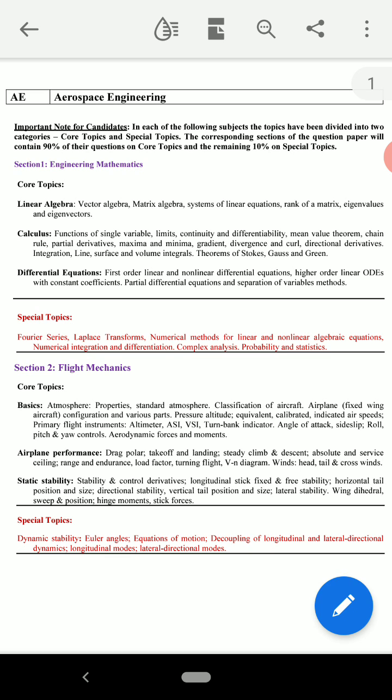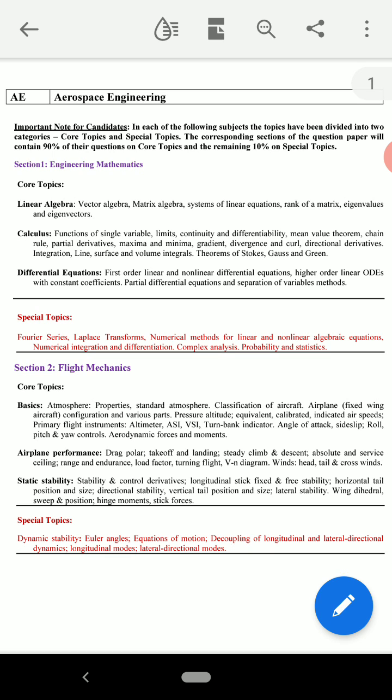In this section, we will see the following syllabus for calculus: function of a single variable, limits, continuity and differentiability, mean value theorem, chain rule, partial derivatives, maxima and minima, gradient, divergence and curl, directional derivatives, integration, line, surface and volume integrals, theorems of Stokes, Gauss and Green.